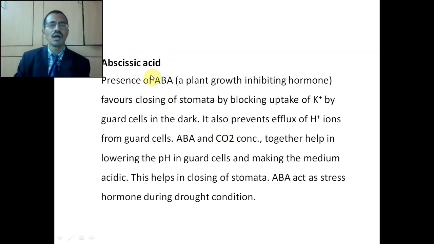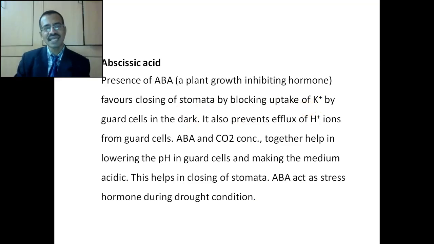So, opposite to the role of the potassium ions, abscisic acid inhibits transpiration by closing the stomata. Abscisic acid induces the closure of the stomata. Abscisic acid is a growth inhibiting hormone. It favors the closing of the stomata by blocking uptake of the potassium ions. As we discussed earlier, potassium ions play a major role in the opening of the stomata.